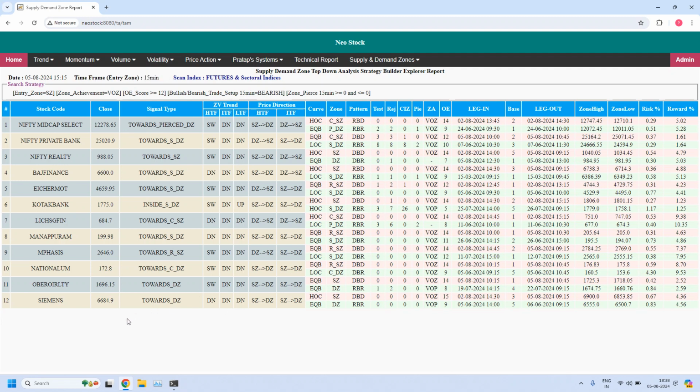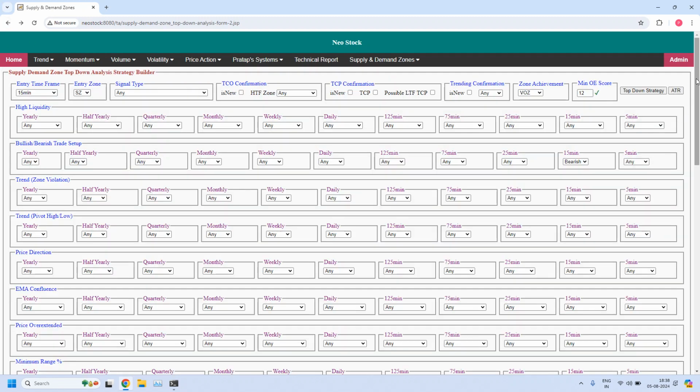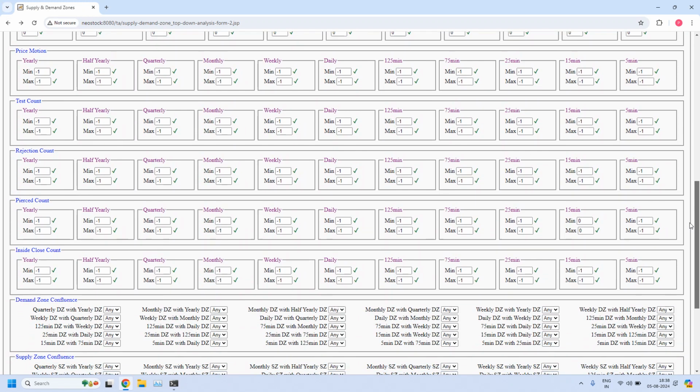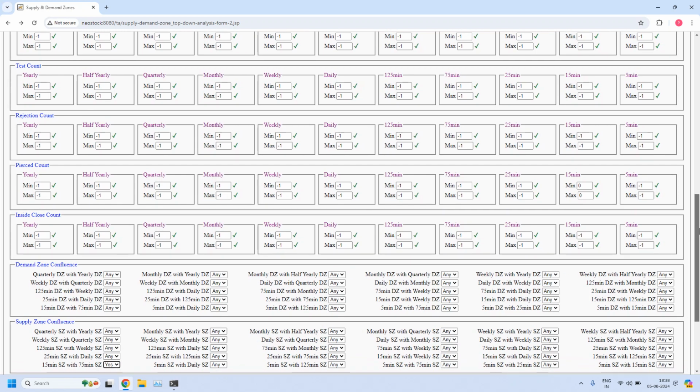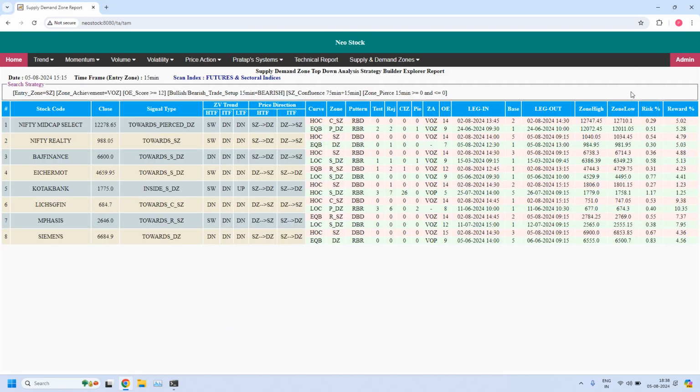Now let us check how many of these stocks are having confluence with ITF. For 15 minutes, ITF is 75 minutes. But this is supply zone confluence. So I enabled 15 minutes supply zone and 75 minutes supply zone confluence. Let us check how many stocks are getting filtered. 8 stocks are filtered. These 8 stocks are having a 15 minutes zone confluence with the 75 minutes time frame.